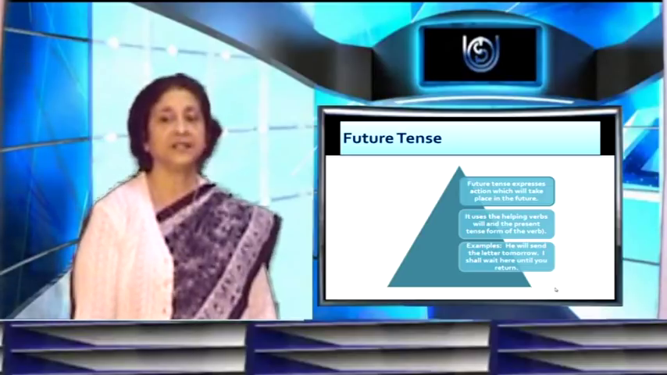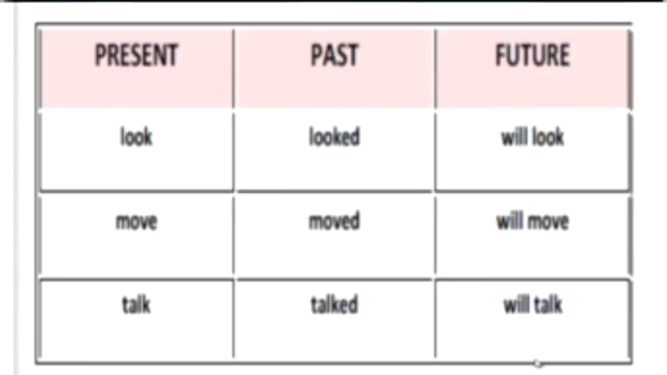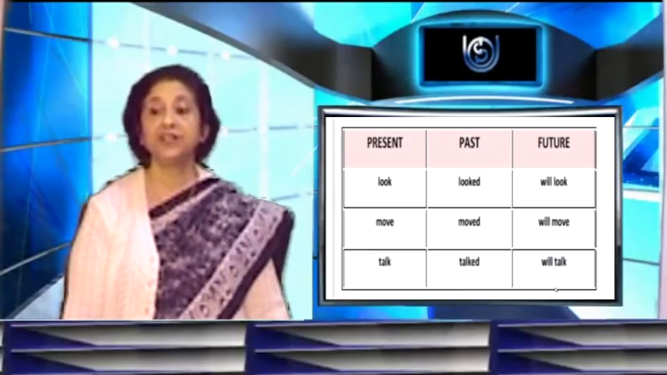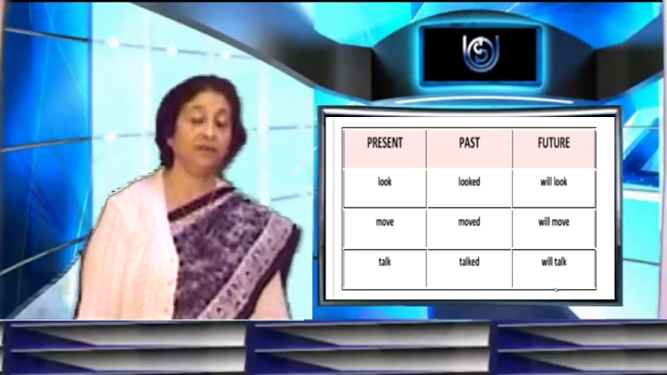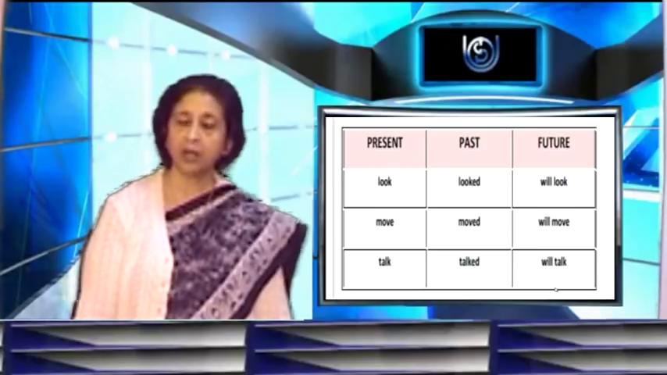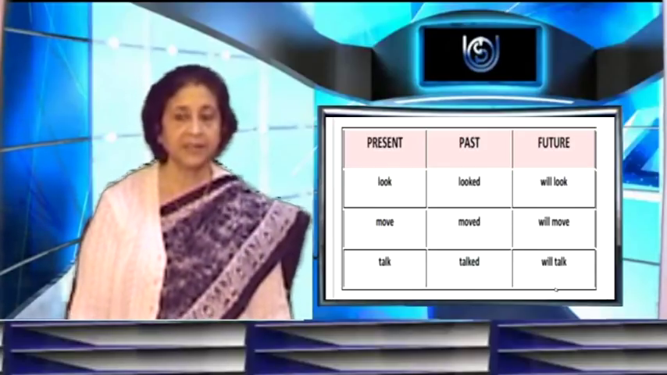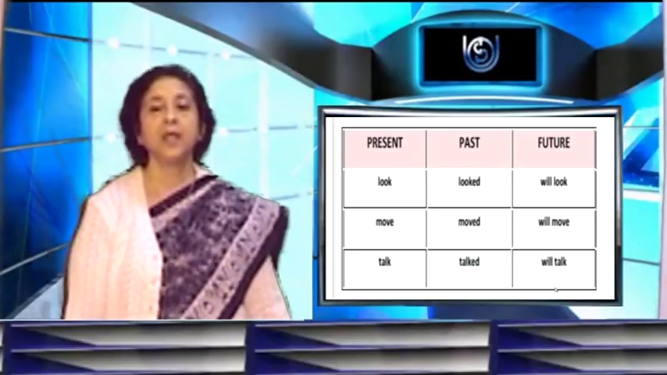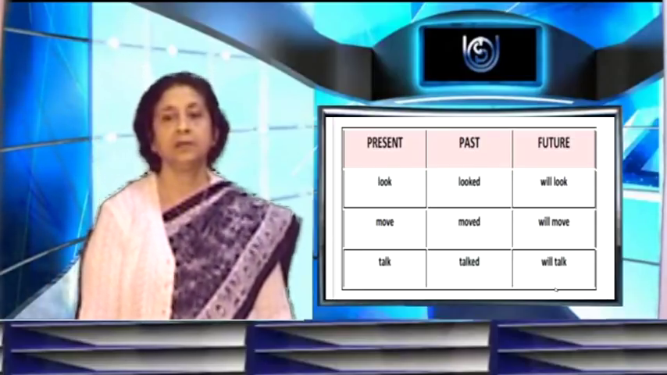That is future tense. Now see present, past and future. Look, looked, will look. Present tense move, past, second form of verb, moved, and the first form of verb plus will, that will be future tense. Talk is the first form of verb, the second form of verb is talked, and future tense will be will talk.